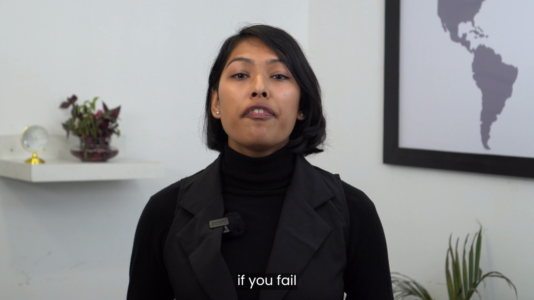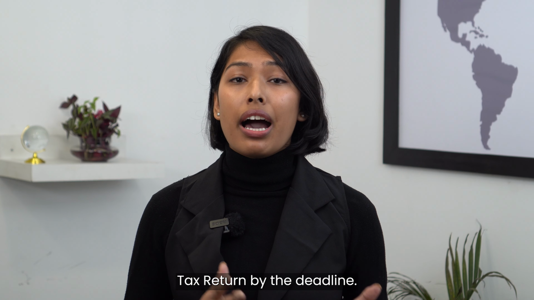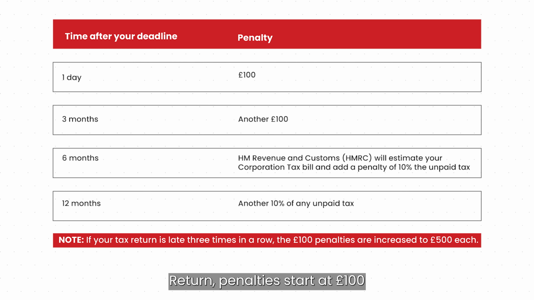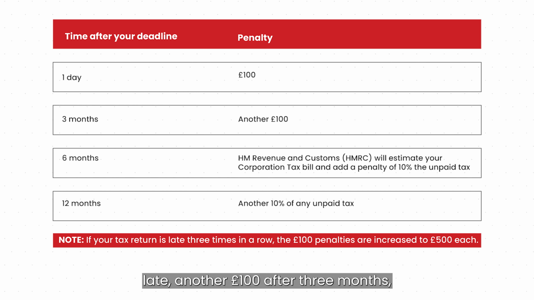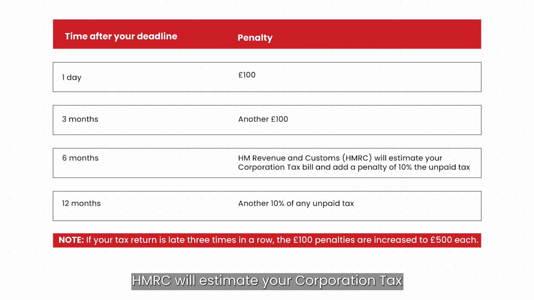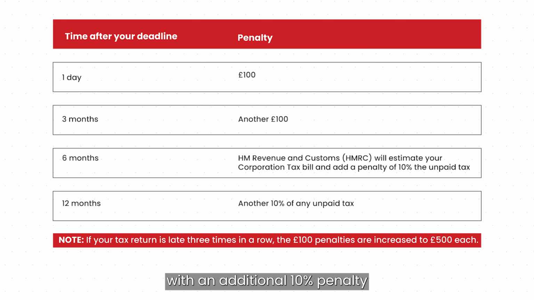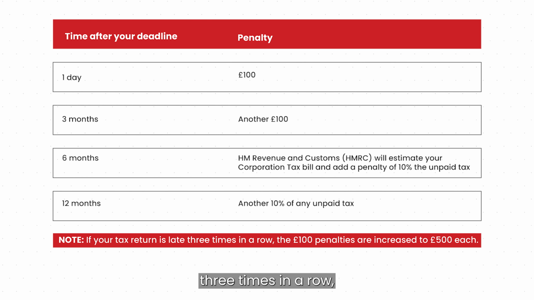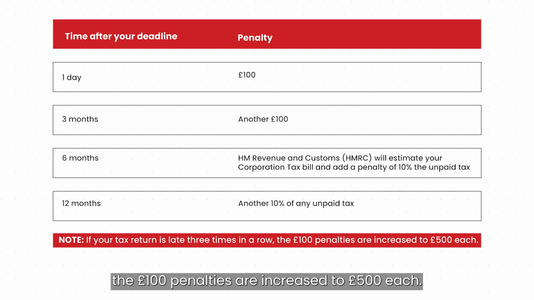Late filing of tax return. Penalties will apply if you fail to submit your company tax return by the deadline. If you miss the deadline for filing a company tax return, penalties start at £100 after being 1 day late, another £100 after 3 months late, and at 6 months, HMRC will estimate your corporation tax and impose a 10% penalty on unpaid tax, with an additional 10% penalty after 12 months. If your tax return is late 3 times in a row, the £100 penalties are increased to £500 each.